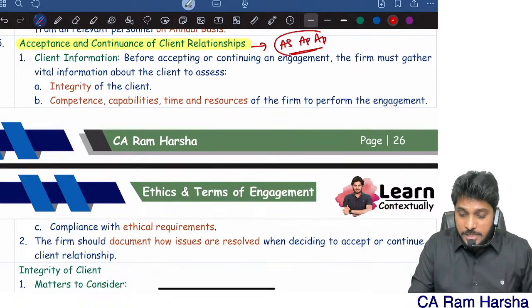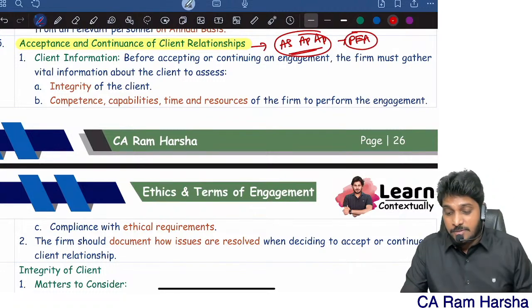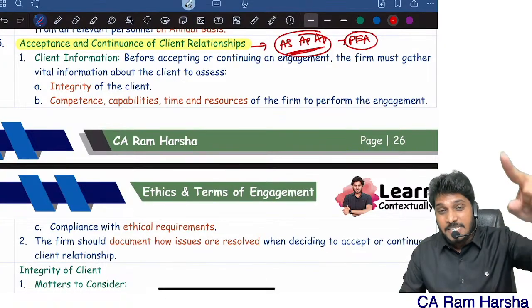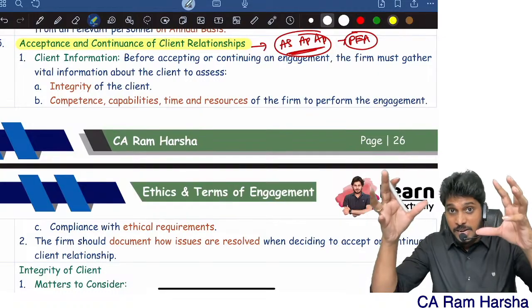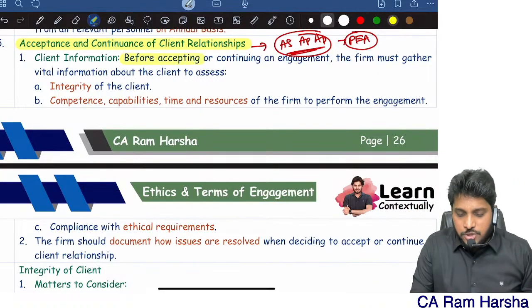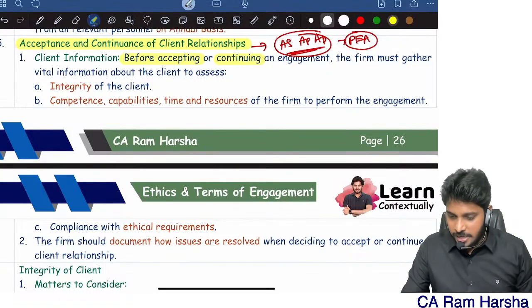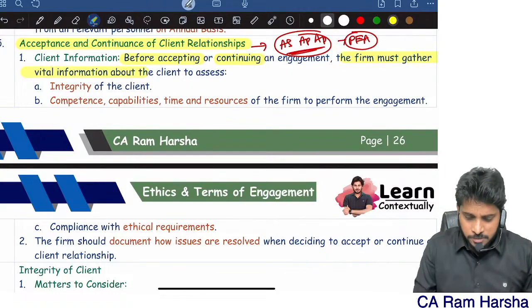This point is once again covered as part of preliminary engagement activities, in one of the chapters, audit strategy and planning. So acceptance is one of the preliminary engagement activities. What does the firm have to do before accepting a client, or before continuing an existing client? The firm must gather important information. What information?